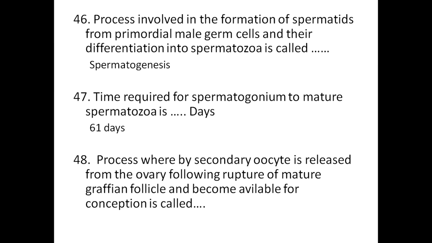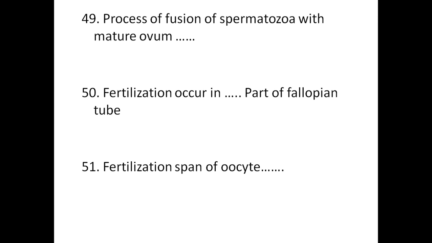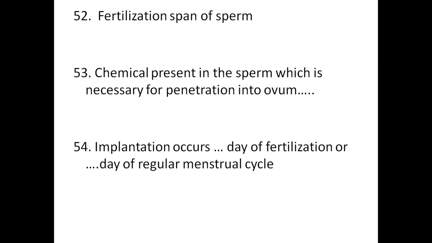The process whereby the secondary oocyte is released from the ovary following the rupture of the mature graafian follicle and becomes available for conception is called ovulation. The process of fusion of spermatozoa with the mature ovum is called fertilization. Fertilization occurs in the ampulla of the fallopian tube. The fertilization lifespan of the oocyte is almost 12 to 24 hours. The fertilization lifespan of the sperm is nearly 48 to 72 hours.